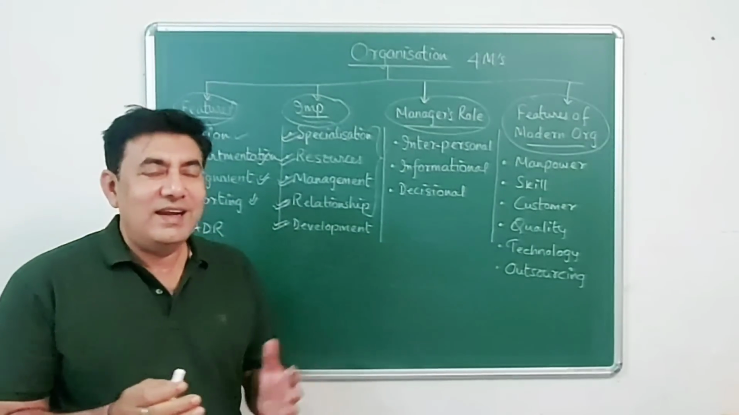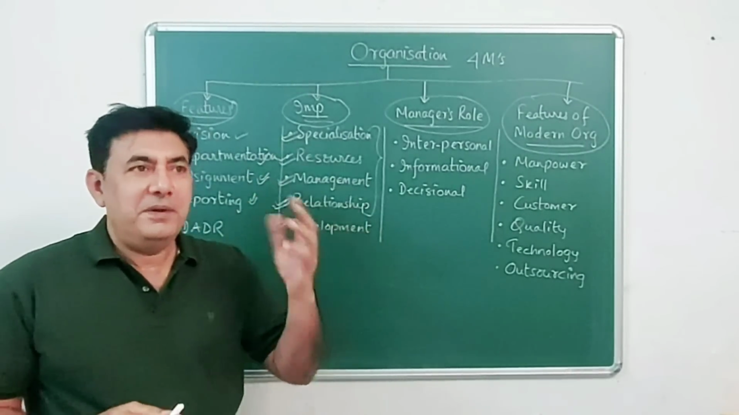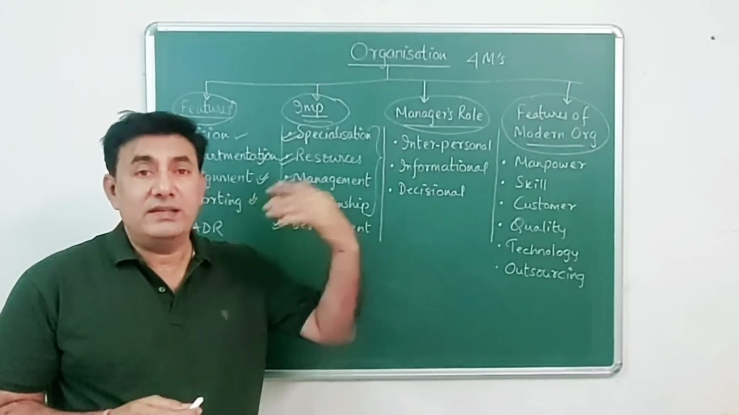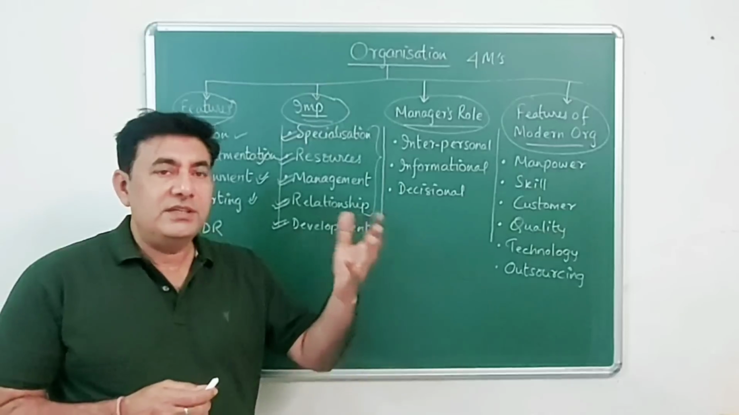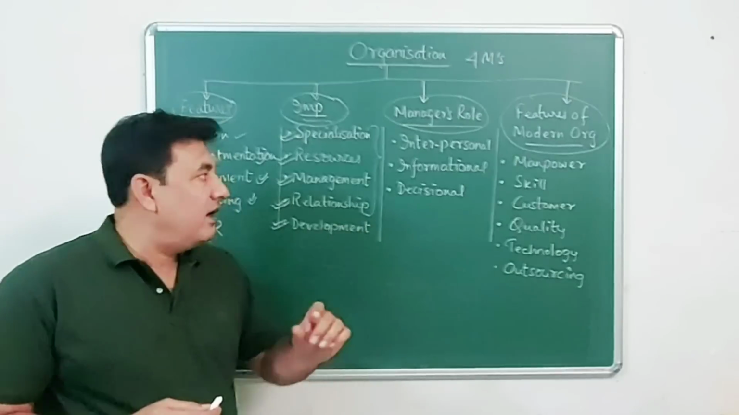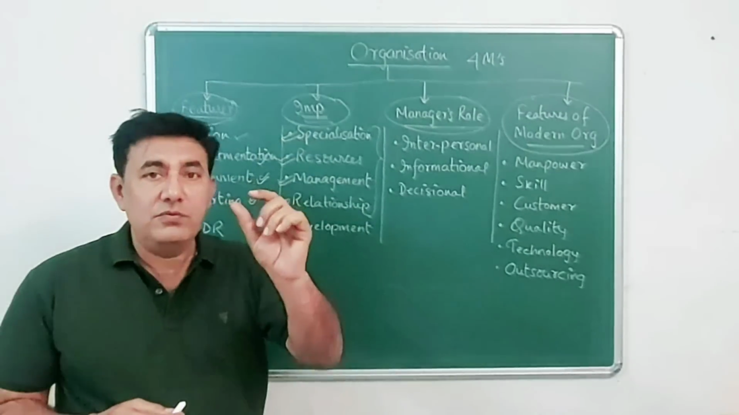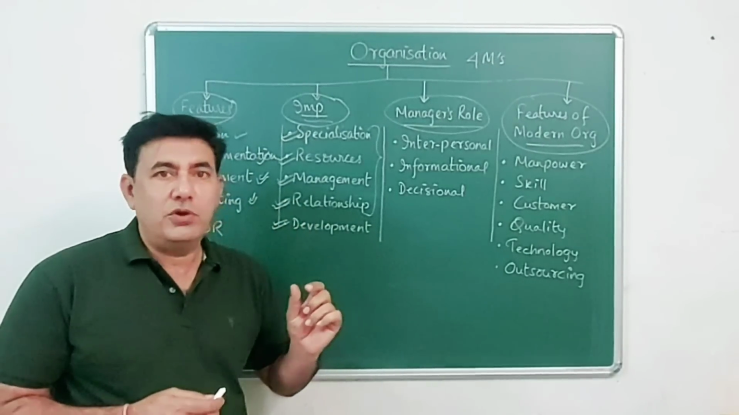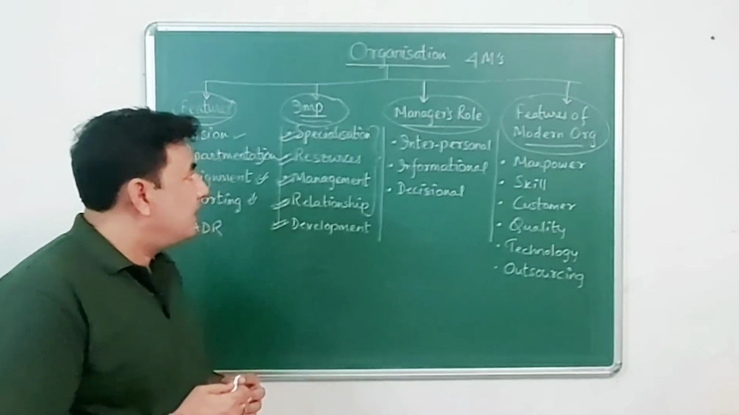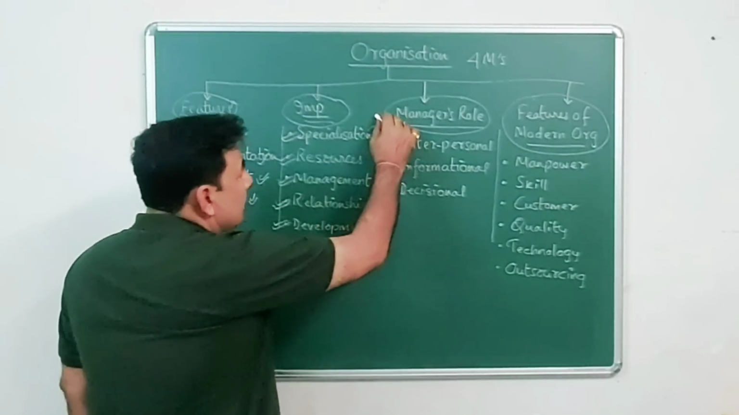So DADR, ये दिमाग में रहेगा कि भैया DADR. So D for division, A for assignment, D for departmentation, and R for reporting. So like this, you can make small sentences, words of these points, so that you can elaborate your answer in the exams, right?